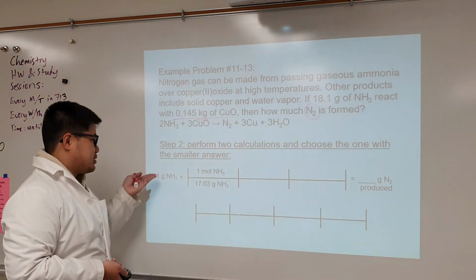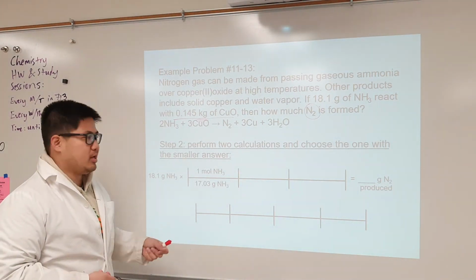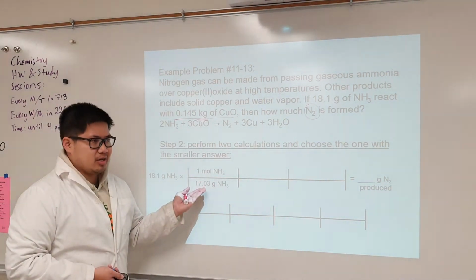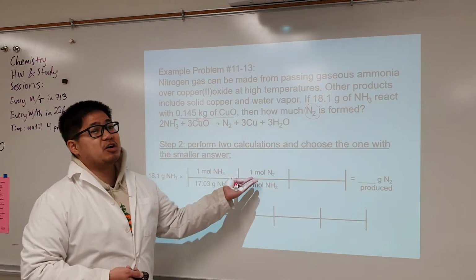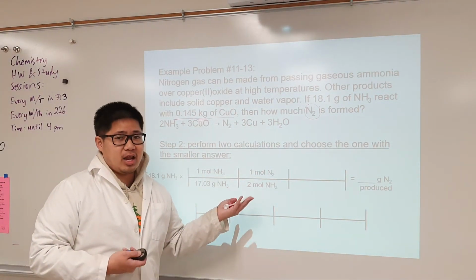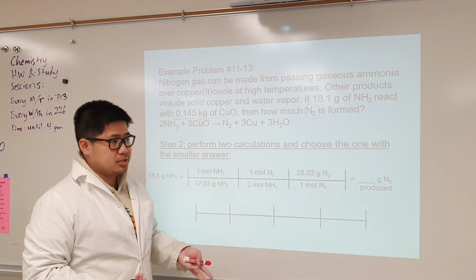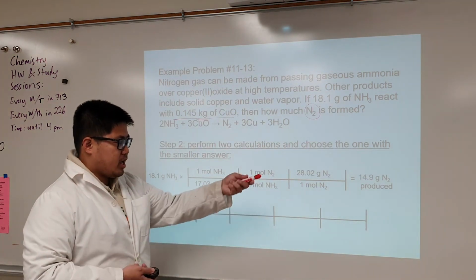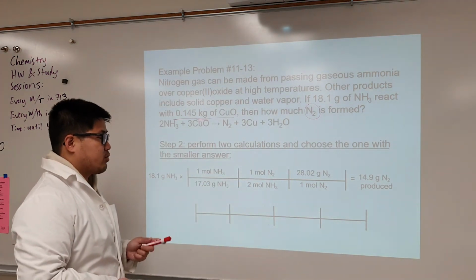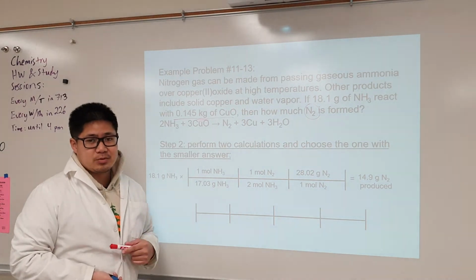Same process. We have grams of ammonia. Convert grams to moles of ammonia, then moles to moles of the product that I want. And now that I have moles of product, I'm going to convert those moles to grams of product. I end up with 14.9 grams of nitrogen. Cool, that's one right there.